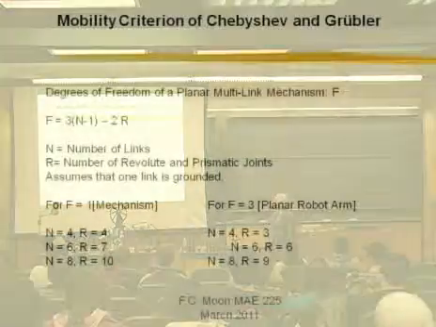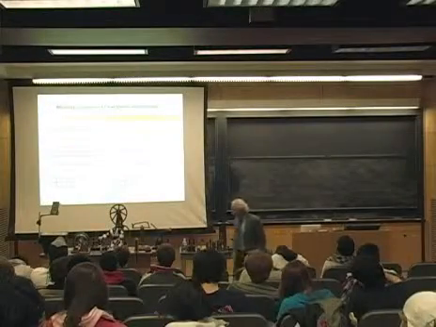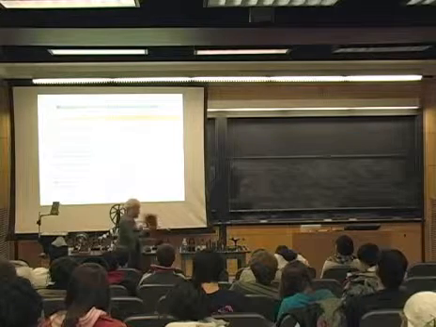And one of the simple formulas here, and you should write this down, is Grubler's criteria. Some people thought there was an earlier mathematician named Chebyshev who thought of this. The number of degrees of freedom, F, is 3 times the number of links minus 1, and then minus 2 times the number of revolute joints or prismatic joints. And the basic idea is this. We're talking about in a plane now.